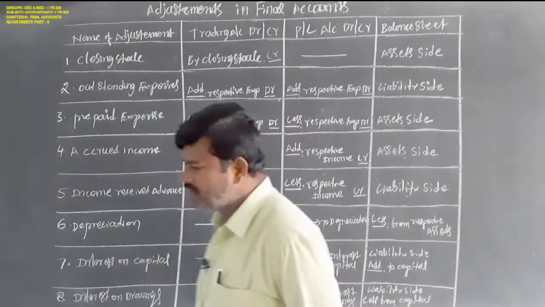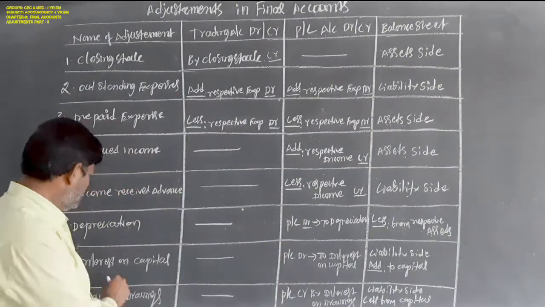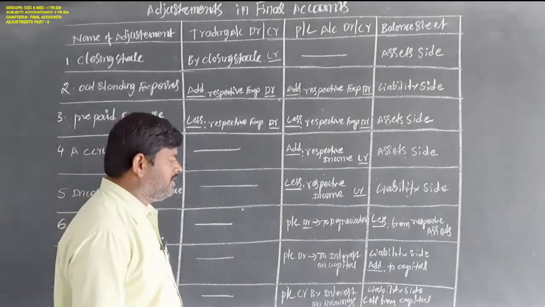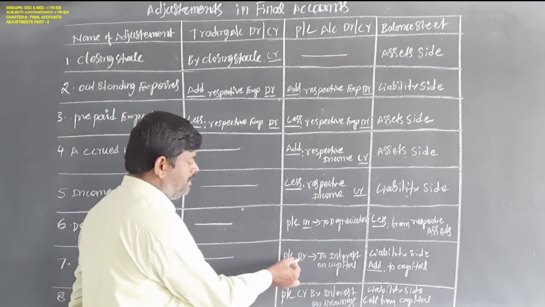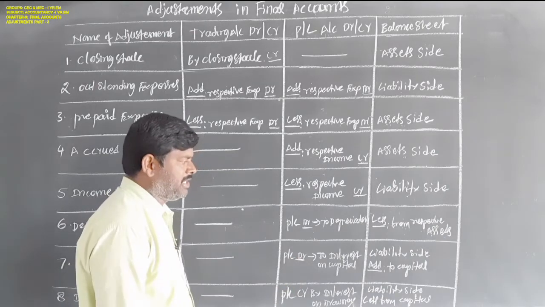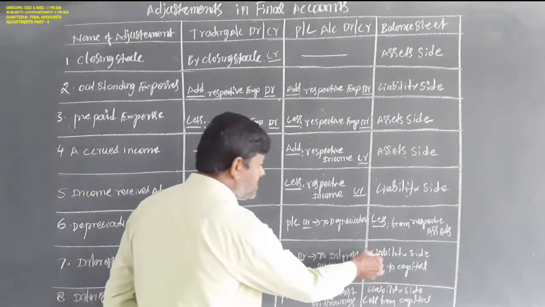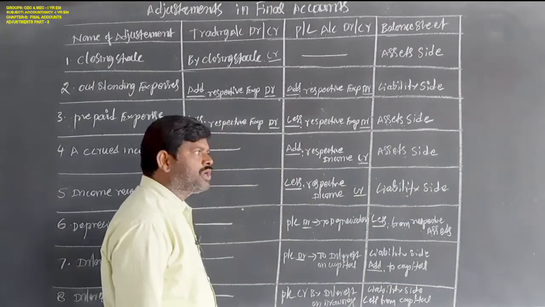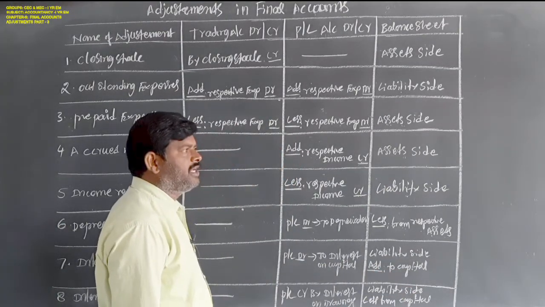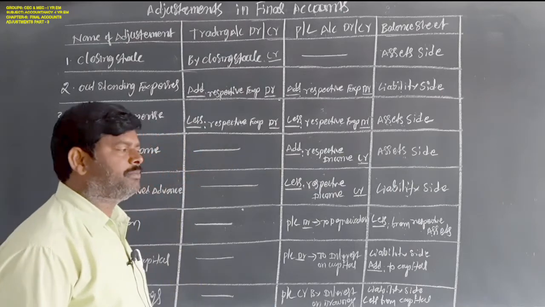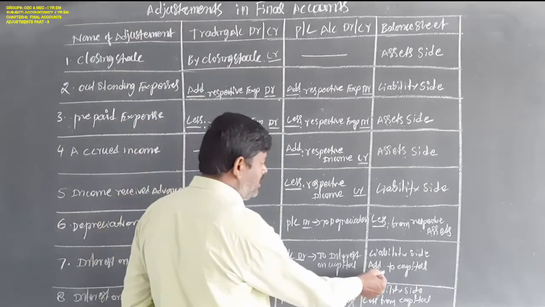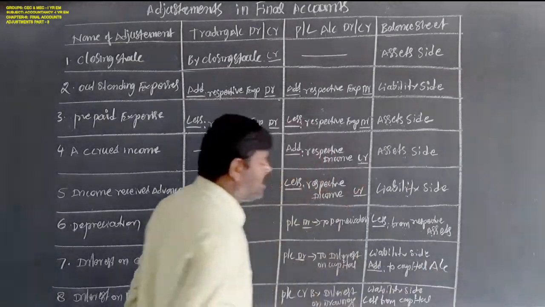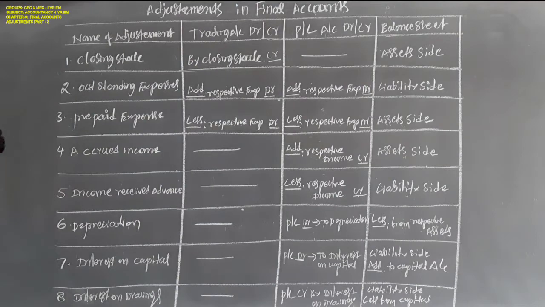Next, the seventh one: interest on capital. If interest on capital is given in the adjustment, first write it on the P&L account debit side as interest on capital. On the liability side, add it to the capital account. This is the interest on capital.